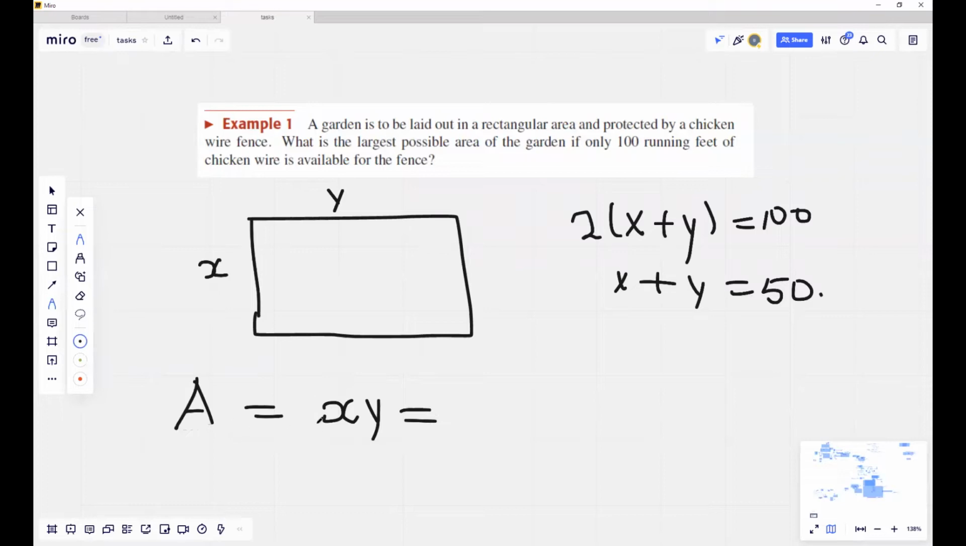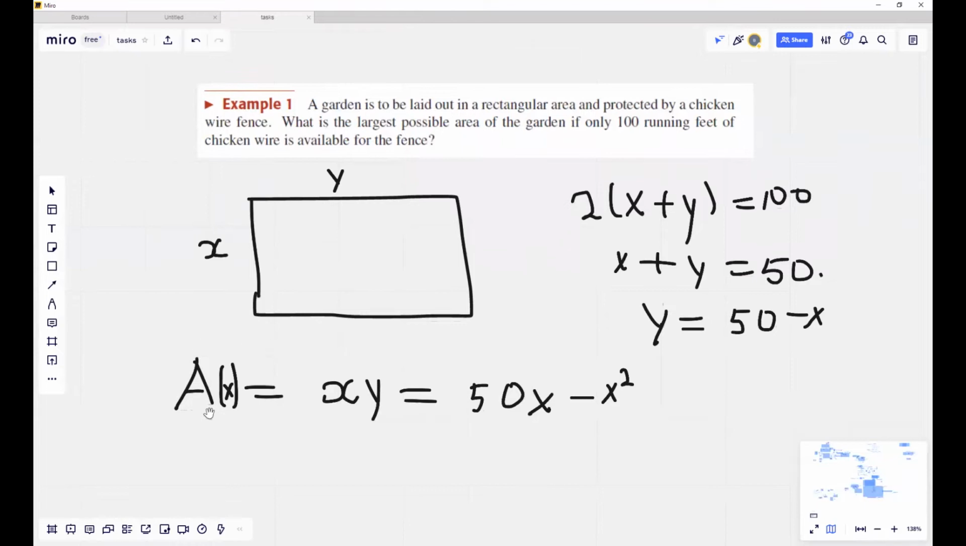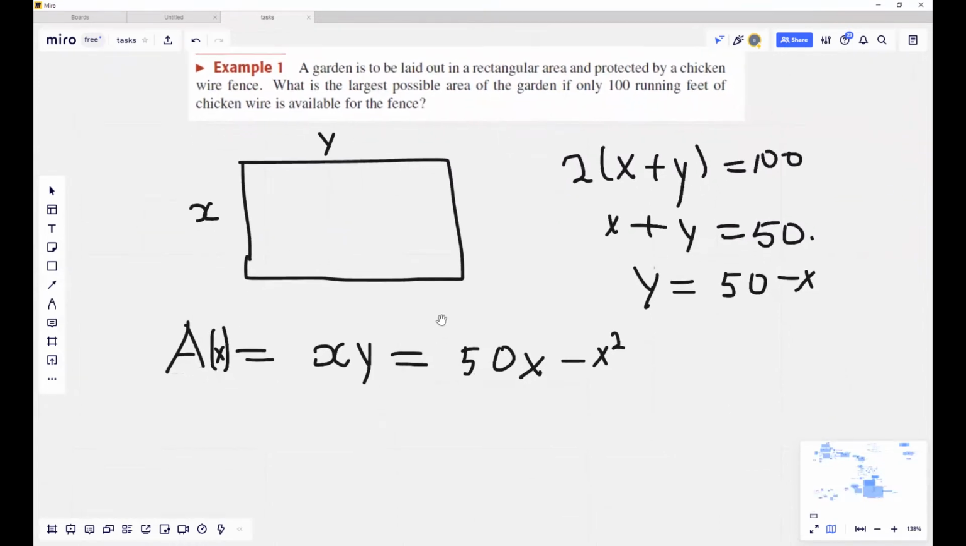Now this is a function of two variables, but we can use our first constraint here. We can express y as 50 minus x, and if we replace y with 50 minus x, then we'll get 50x minus x squared. So now A is a function of a single variable, a function of x. So now we need to find a maximum, the value of x that will maximize the area.